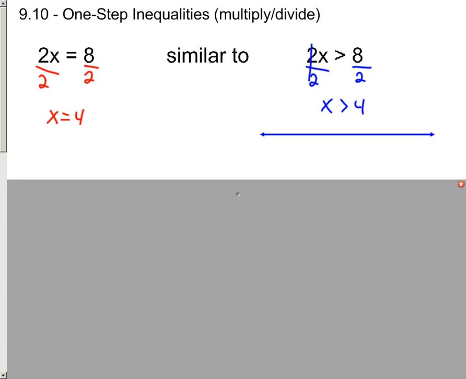I want to take just a moment to set this up so that in the last part of the lesson, when we look at a special rule, you'll understand why we do this. It's very important that you understand why we're handling it this way. If this is 0 and this is 4, we would put an open dot right here, and we're saying x is greater than 4. So anything that's bigger than 4 would solve this inequality.